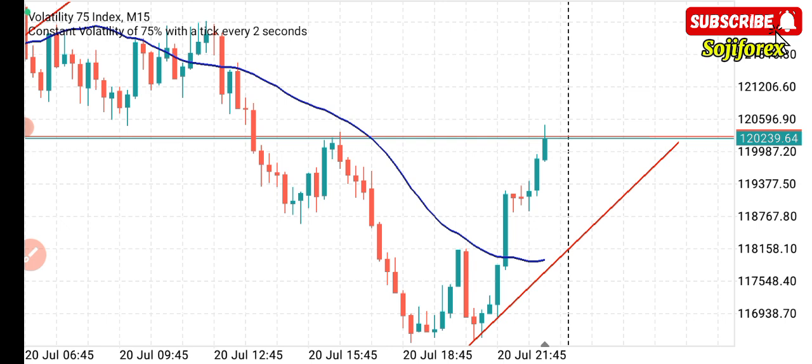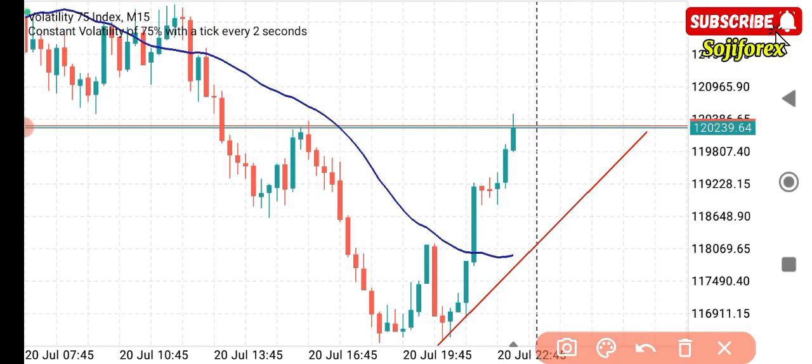So I am now waiting for price to return from here and break my trend line in order for me to have my entry. So two-way, price will break this trend line. I will wait for a follow-up bearish candle and I will sell. Another way, I'll wait for price to break the trend line, retest it, and I will go with it to the downside. So this is simple.